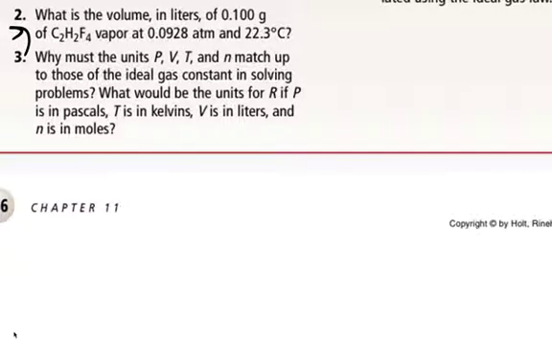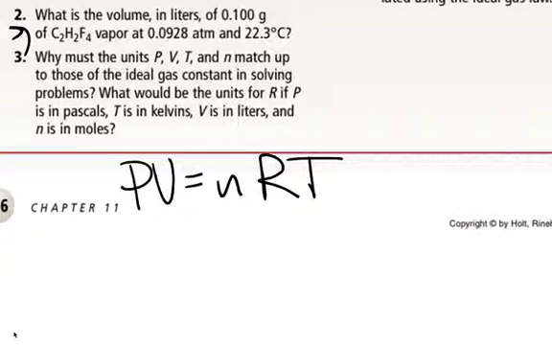So, notice number 2 should be pretty easy. What is the volume in liters of 0.1 grams of C2H2F2 vapor at 0.0982 atmospheres and 22.3 degrees Celsius? So first I'm going to write down my equation. PV equals nRT. There we go.